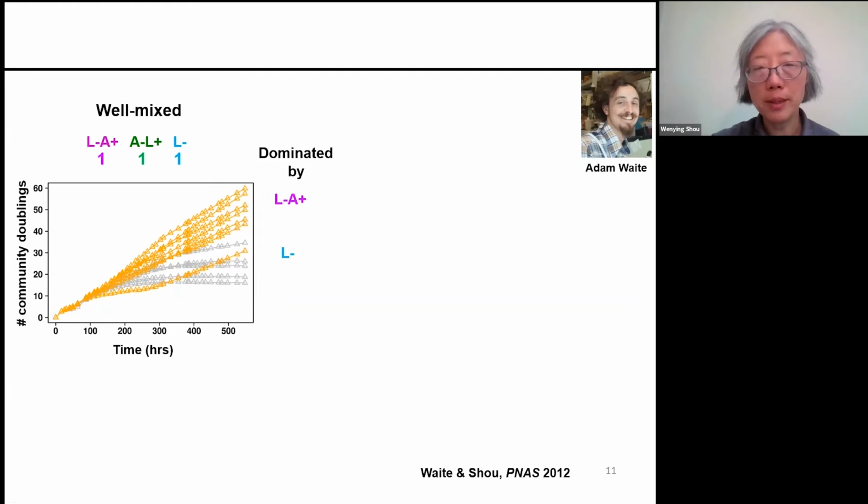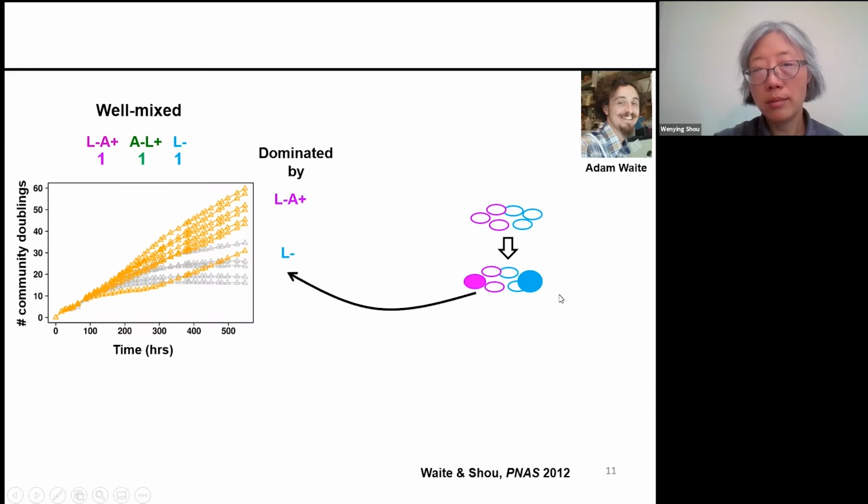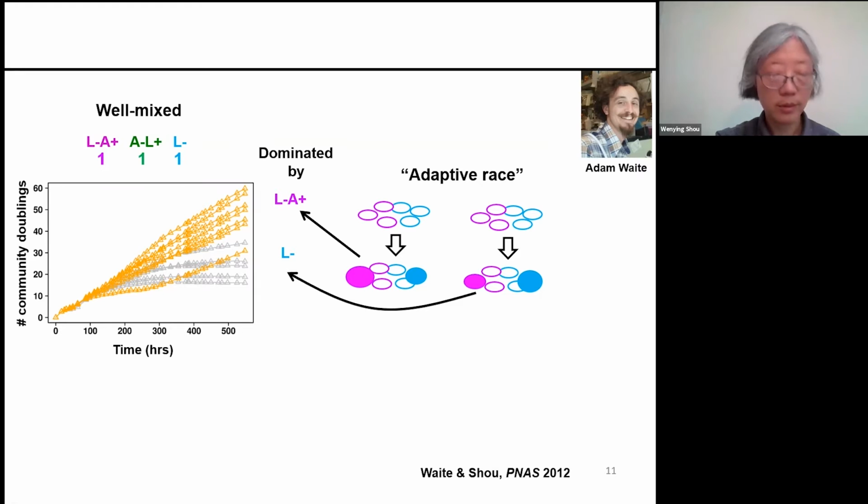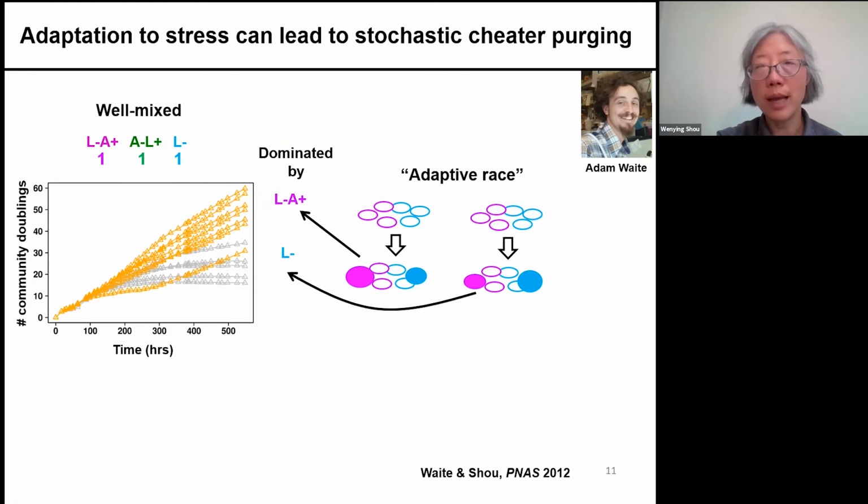We then performed whole genome sequencing, and the picture became very clear. Cooperators and cheaters were competing for the very limited lysine from the partner. So they were both sampling from the same pool of adaptive mutations. If cheaters by chance sampled a better mutation than the cooperator, then cheaters would dominate and the communities would crash; it would stop growing. On the other hand, if cooperators happened to sample a better mutation than cheaters, then cooperators would dominate. And these would eventually even purge cheaters. So these communities grew as if there were no cheaters. We term this adaptive race. Adaptation to stress can lead to stochastic cheater purging.